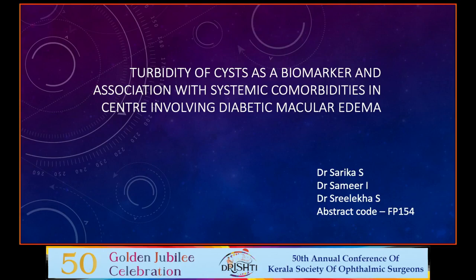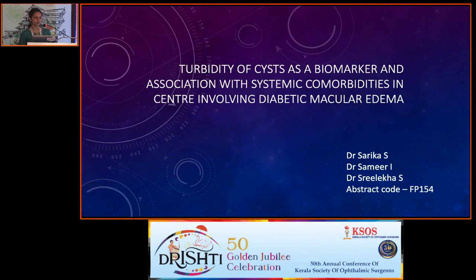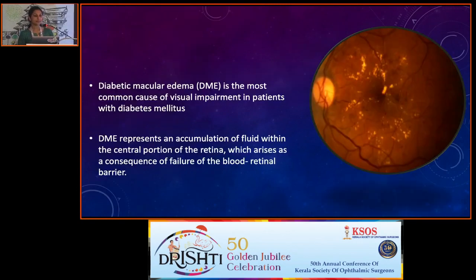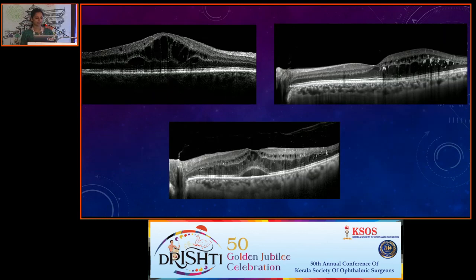Good afternoon. My topic is on turbidity of cyst as a biomarker and association with systemic comorbidities in center involving diabetic macular edema. Diabetic macular edema is the most common cause of visual impairment in patients with diabetes mellitus, and it represents an accumulation of fluid within the central portion of the retina, which arises as a consequence of failure of the blood-retinal barrier. These are the OCT patterns of macular edema.